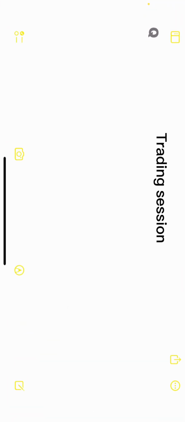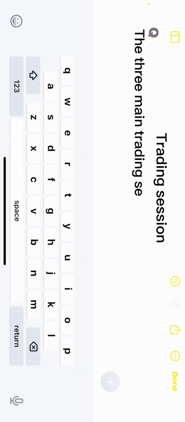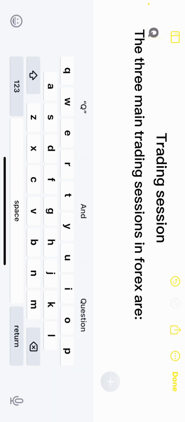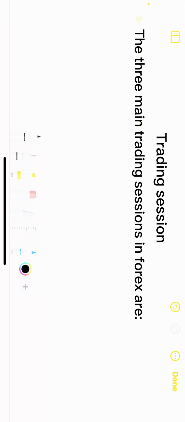Good morning. So today we'll be talking about trading sessions, the right time to trade forex, okay? And we have three main trading sessions in forex. The main trading sessions in forex are the Asian session, the London session, and the New York session.